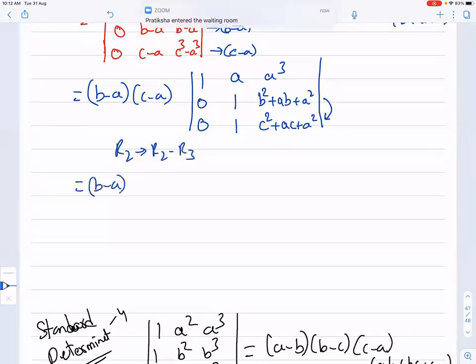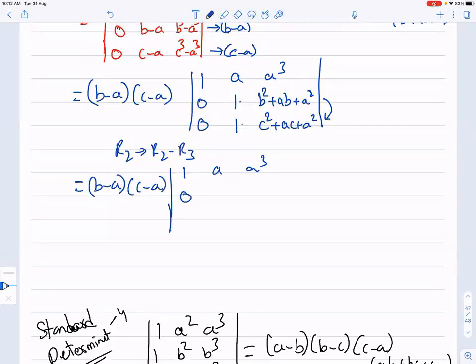B minus A, C minus A, 1, a cube, 0, 1 minus 1, 0, b square minus c square, ab minus ac. So a common, b minus c, a square minus a square, 0. So 0, 1, c square plus ac plus a square. Now from this I'll take b minus c common. Yes or no, students? You can see both are zeros, b minus c common.